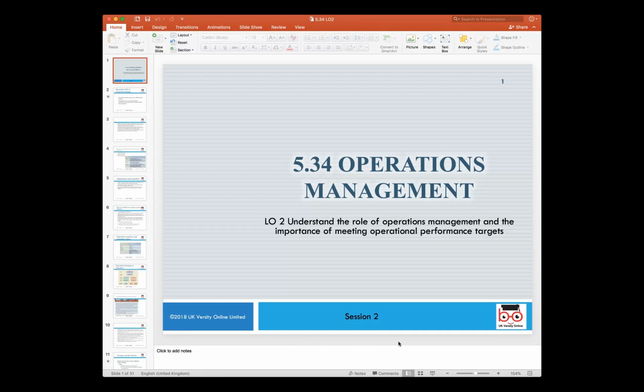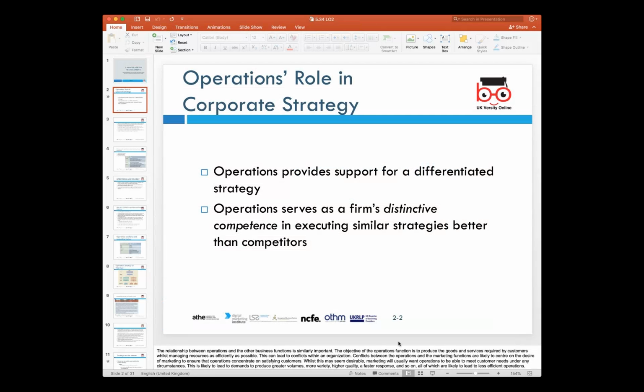Now, in this version, which I'm going to upload just after the session today, there are some bits that I've added to the slides just to make the topic and the content a bit more current.